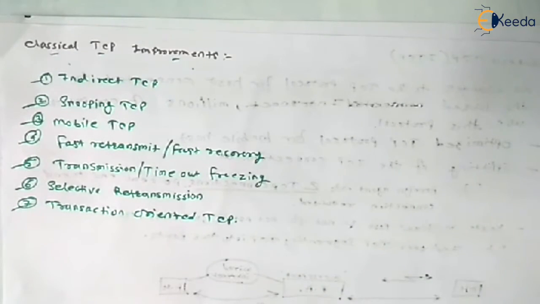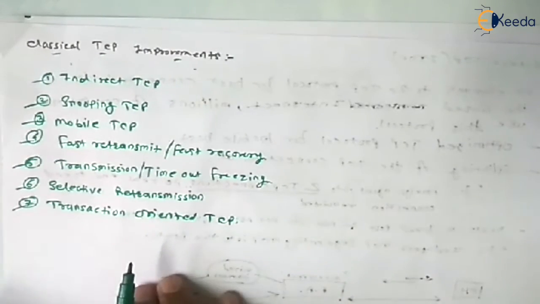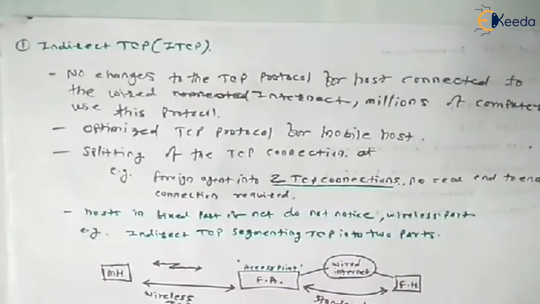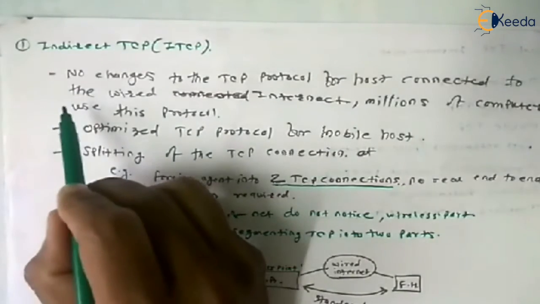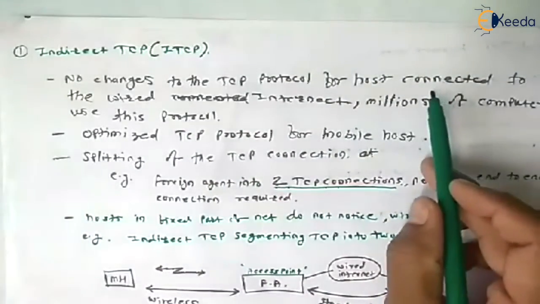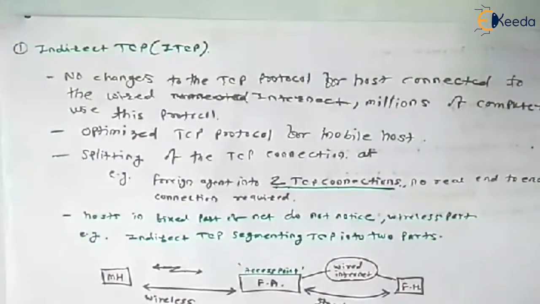So we will start with the first improvement in the classical TCP, that is indirect TCP. Indirect TCP is also called ITCP. Firstly, no changes to the TCP protocol for hosts connected to the wired internet are required. Millions of computers use this protocol.